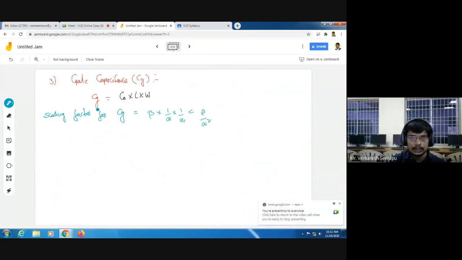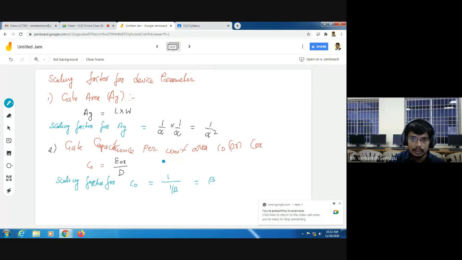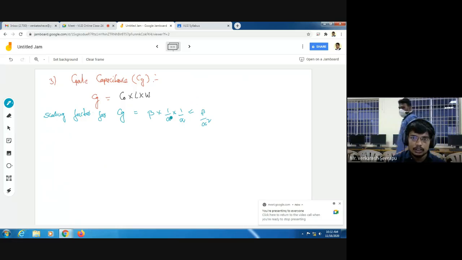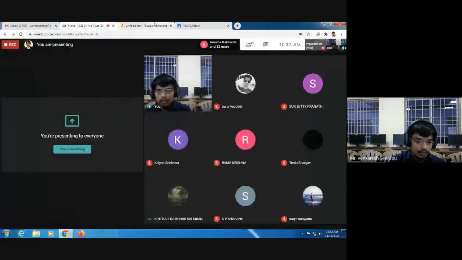Now the CG is having a formula C naught into L into W. For C naught, we have already calculated the scaling factor, which is beta, and for L the scaling factor is 1 by alpha, and for W also the scaling factor is 1 by alpha. The total scaling factor will become beta by alpha square. Now all of you tell, the next one is the scaling factor for parasitic capacitances.